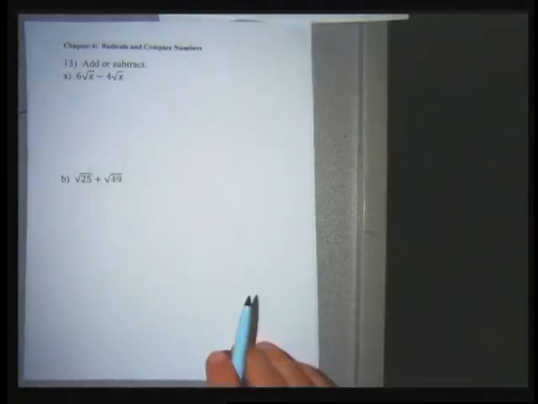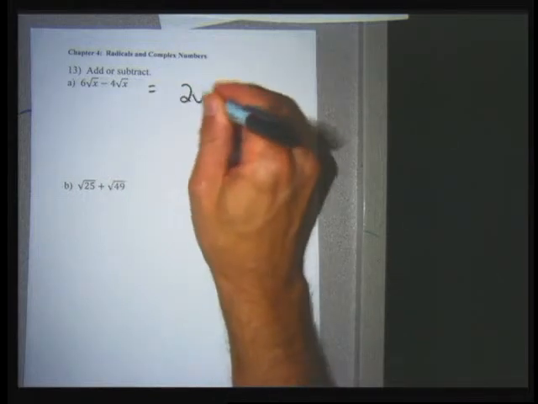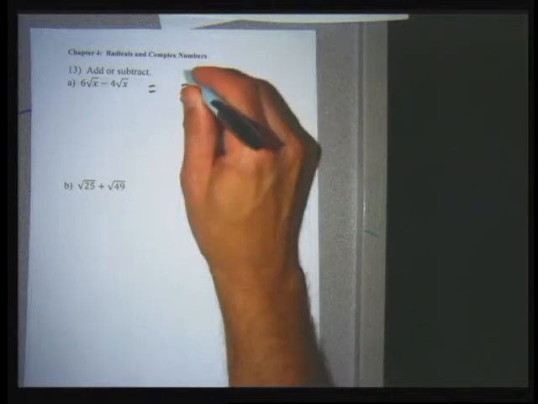For 13, I'm subtracting, and there are the same numbers or same letters under the radical. So for part A, you just subtract the 6 and the 4 and get 2. And when you're adding or subtracting, the square root part doesn't change.